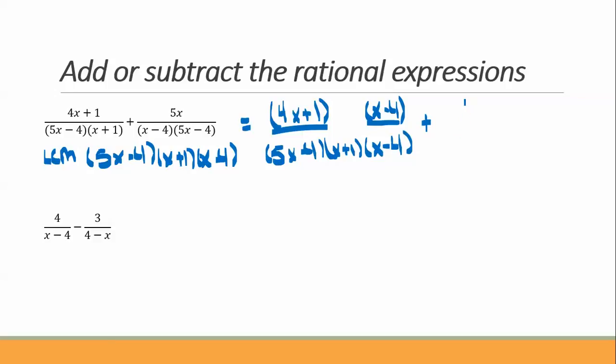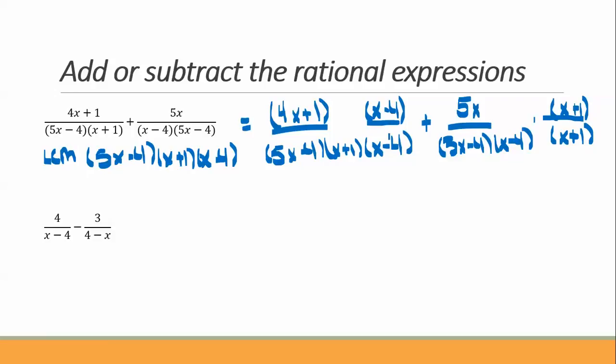Plus, we have 5x over 5x minus 4 x minus 4. We need to multiply numerator and denominator by x plus 1 over x plus 1. X minus 4 was what was missing from these two factors to get our common denominator. X plus 1 was what was missing from these two factors to get our common denominator.